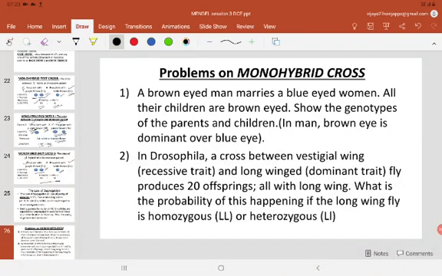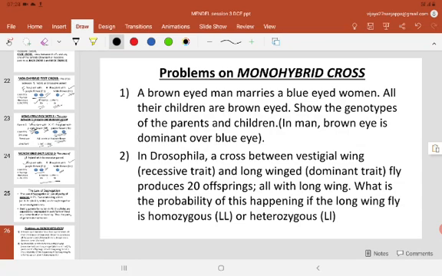You can do these problems related to monohybrid cross. In human beings, brown eye is dominant over blue eye. A brown-eyed man marries a blue-eyed woman. All their children are brown-eyed. Show the genotypes of the parents and children. See, a brown eye means it's a dominant character. So the possibility is it may be homozygous brown or heterozygous brown. You need to find out what are the possibilities if the man is homozygous for brown or heterozygous for brown, and which one suits in this case.